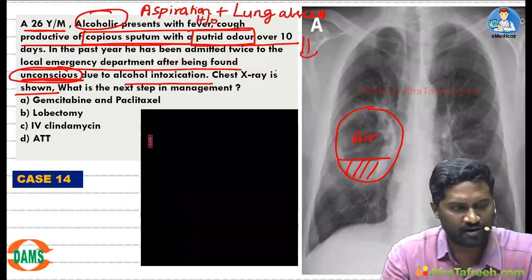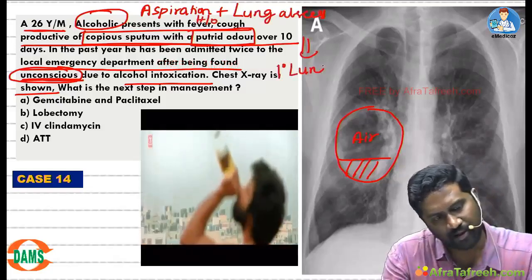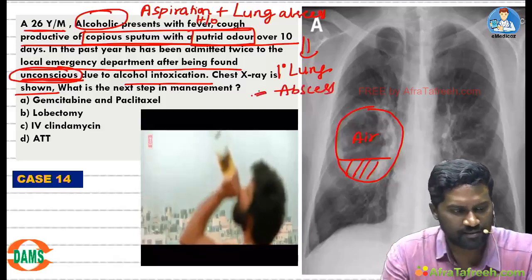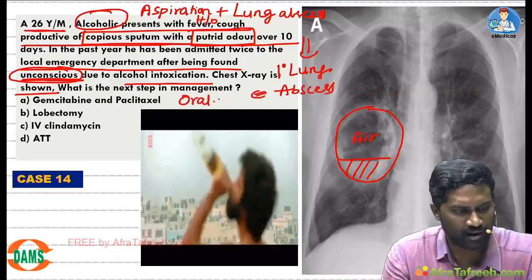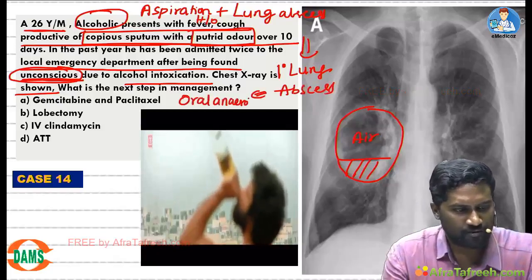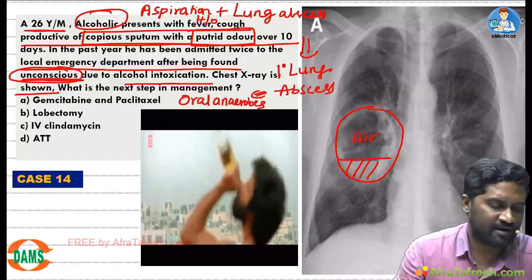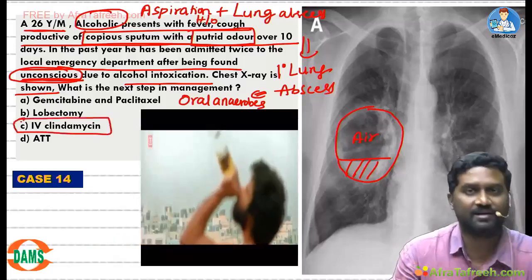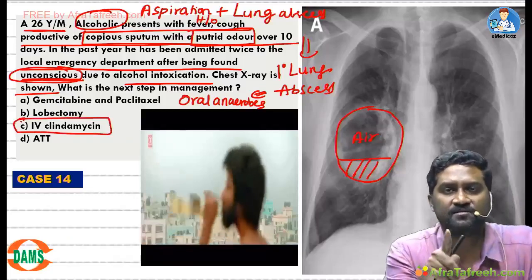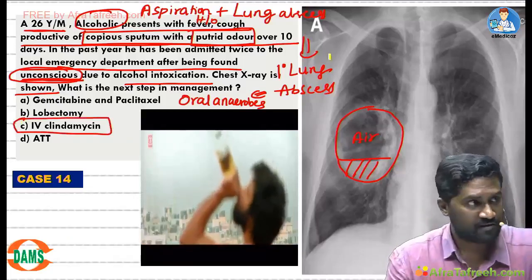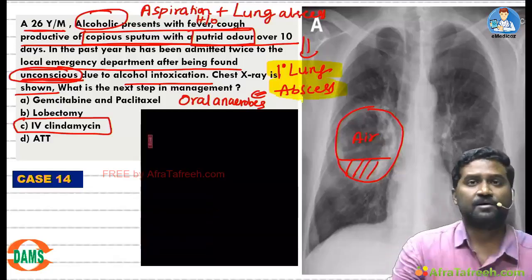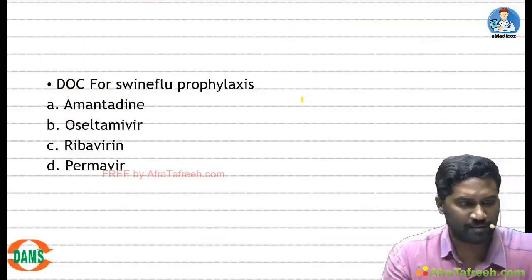What should be your diagnosis? Primary lung abscess. In primary lung abscess, what will be the organism? Oral anaerobes. And what will be the treatment of choice against oral anaerobes? Your answer should be IV clindamycin. So this is a primary lung abscess. So diagnosis is primary lung abscess and treatment of choice will be clindamycin.